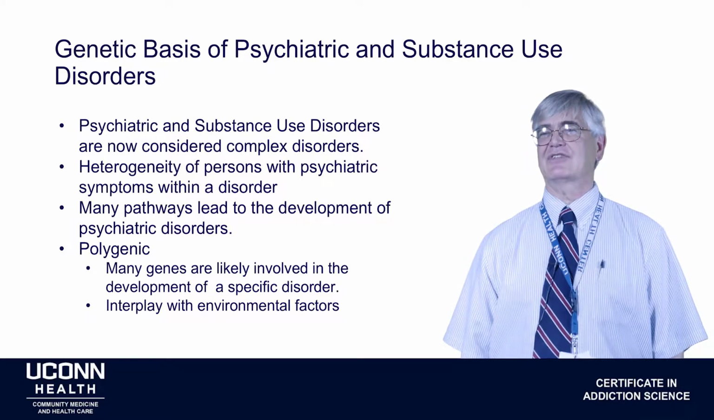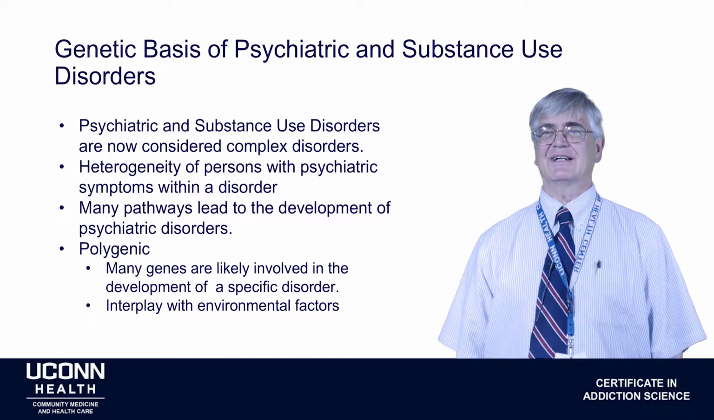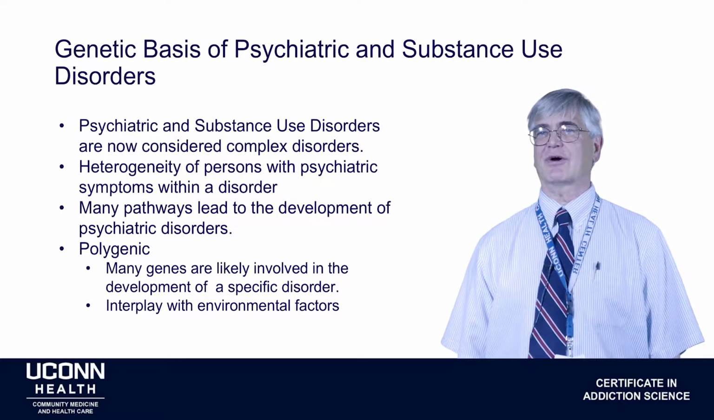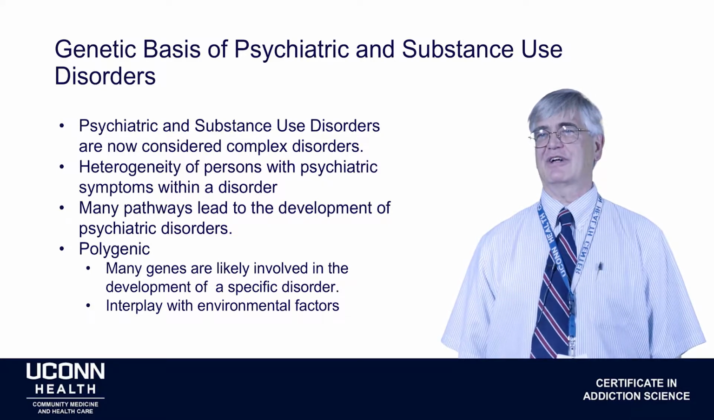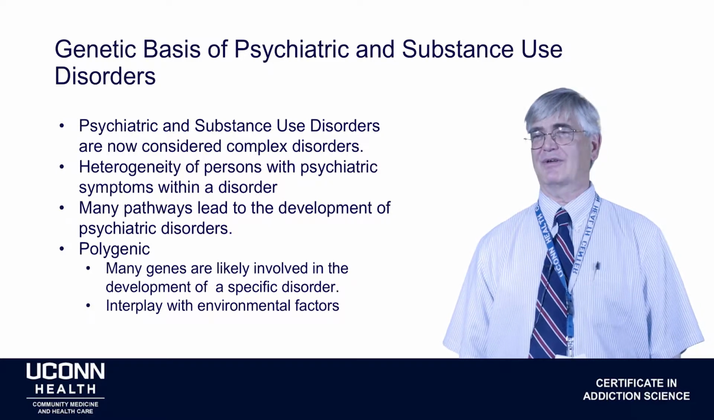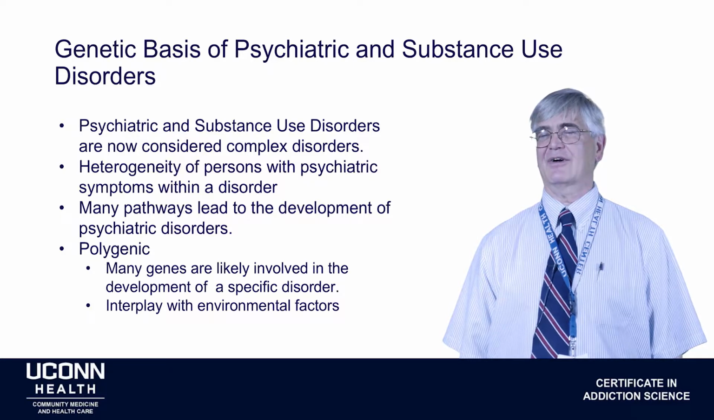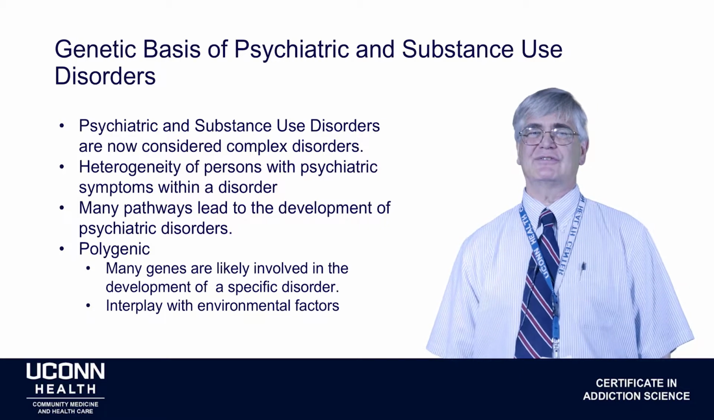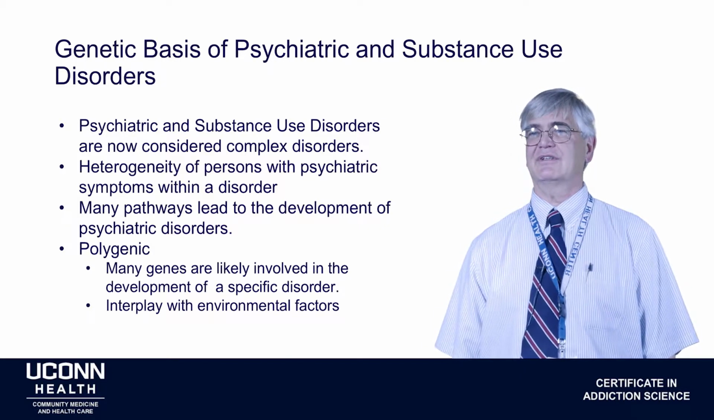And unlike things such as hair color, eye color, maybe even height, most of the psychiatric disorders and substance use disorders really are polygenic. That is, there are many different genes that are likely to be involved in the development of a disorder, and many of these genes, in fact, contribute only a small amount of variance to the vulnerability, unlike some conditions that are more monogenic, where a single gene may in fact produce the disorder.